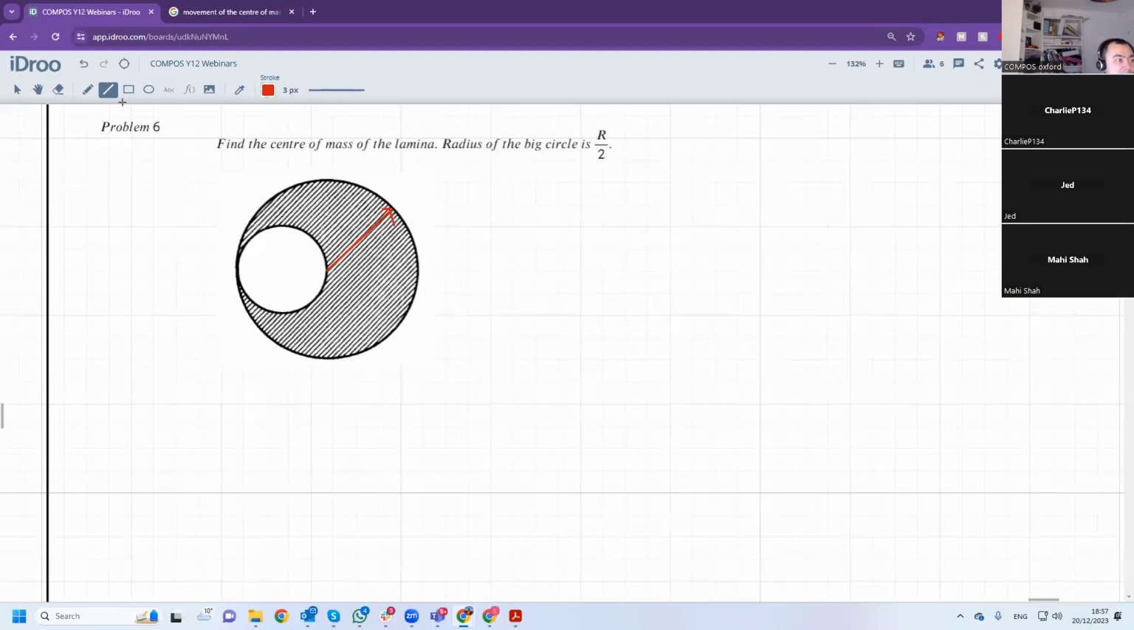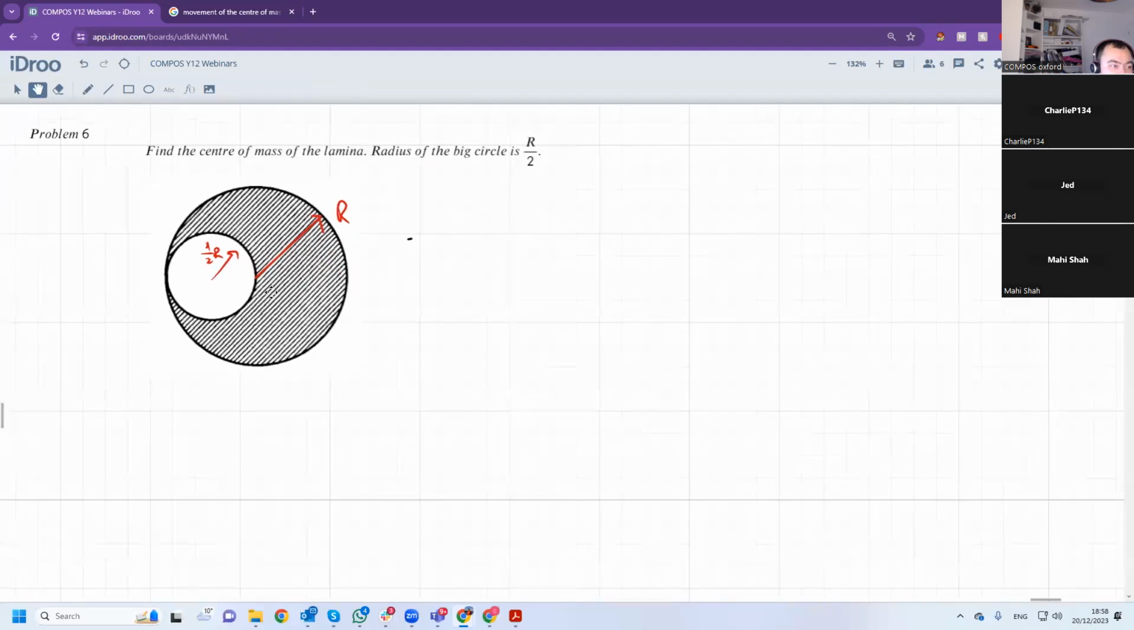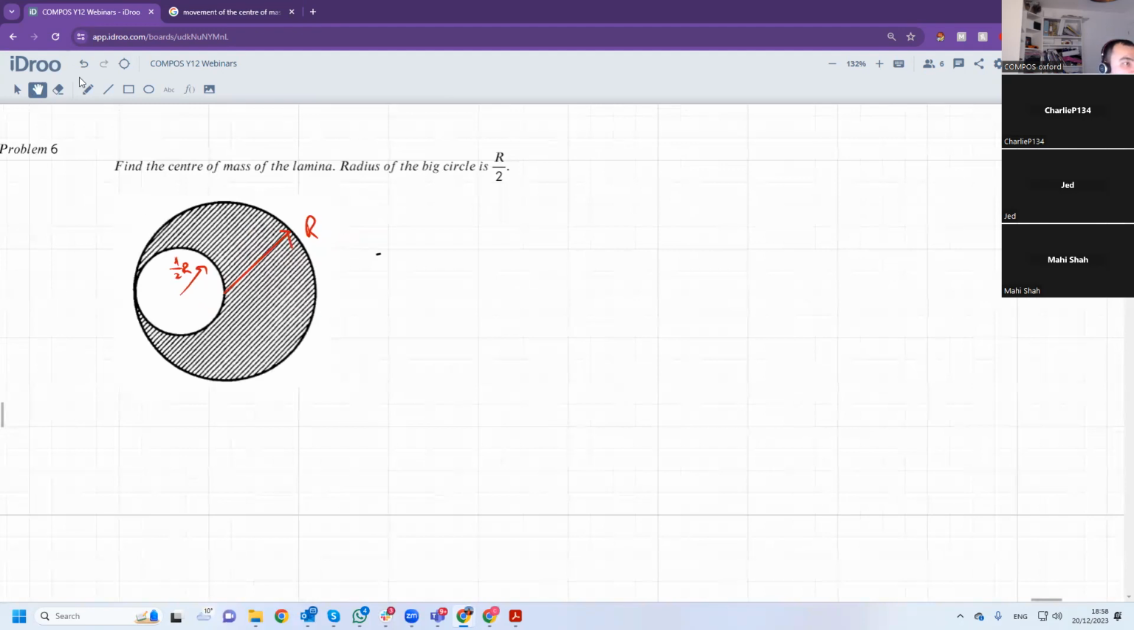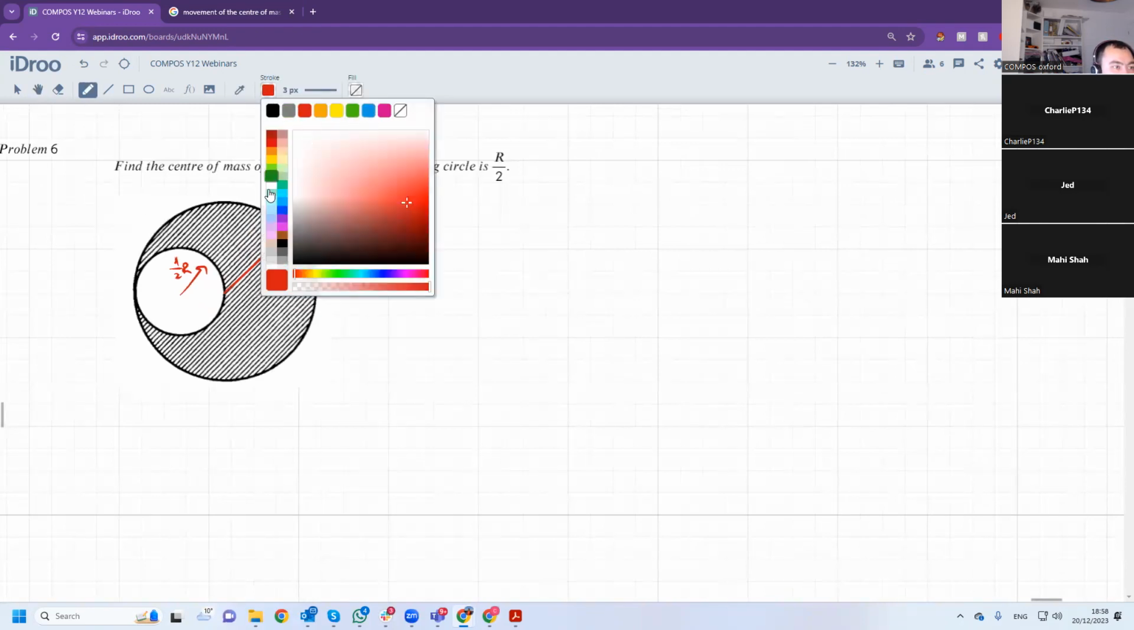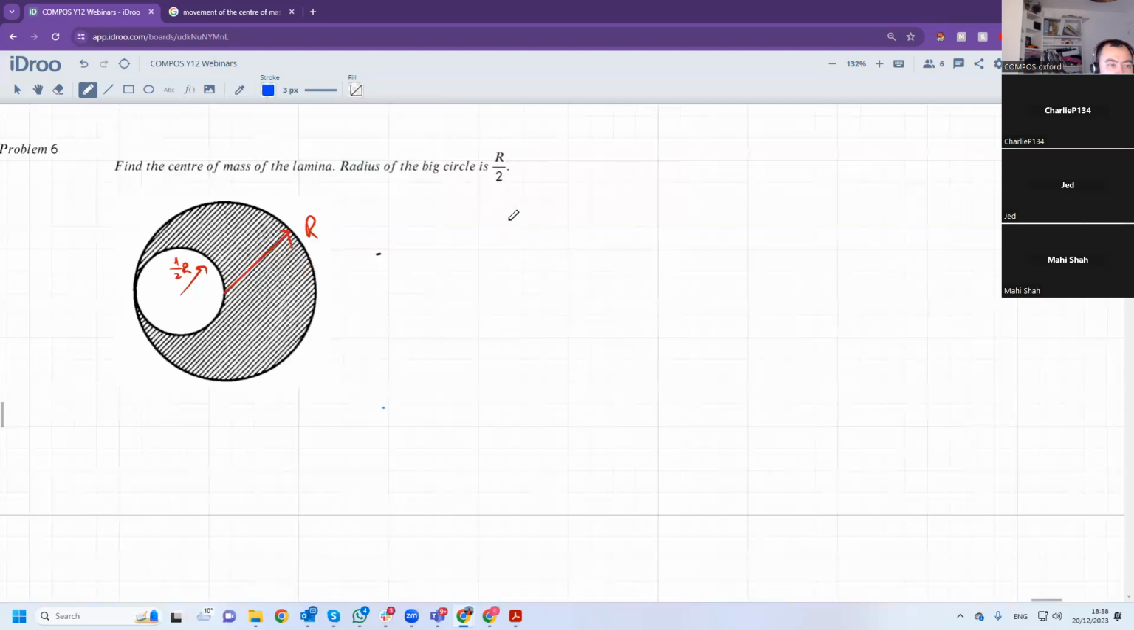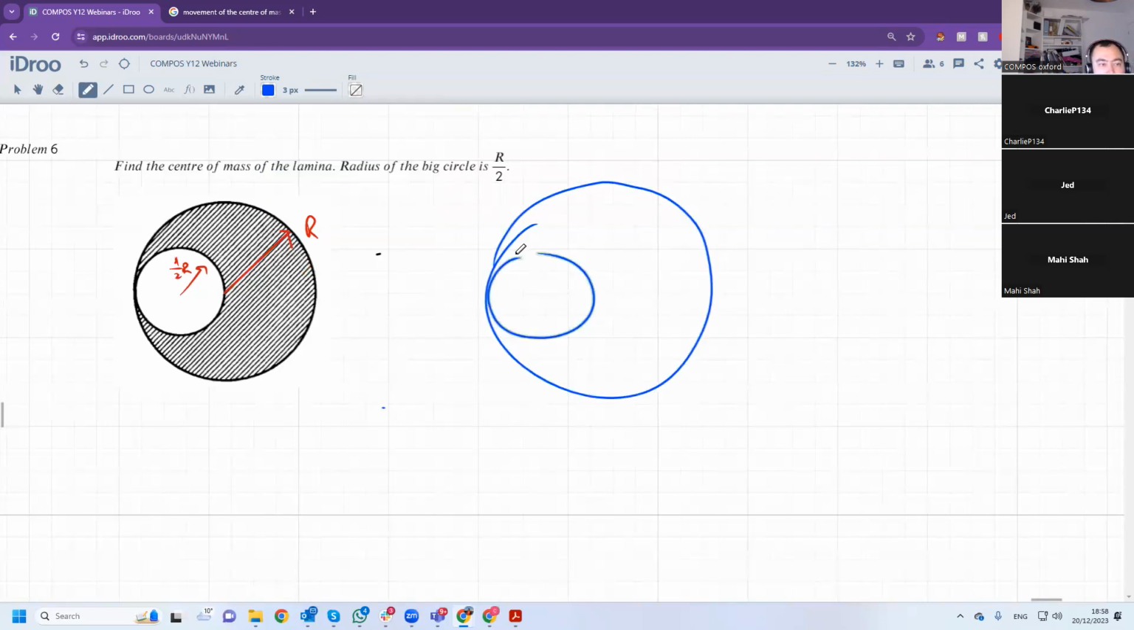The radius of the big circle is r. And the radius of the small circle is half r. So how do you find the center of mass? Well, you can think of it as, what if there was another hole in it? Holes would look like this.